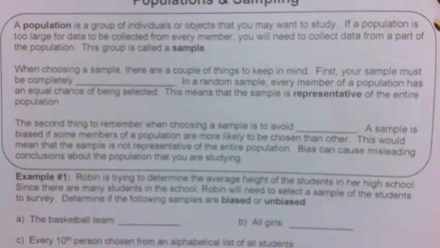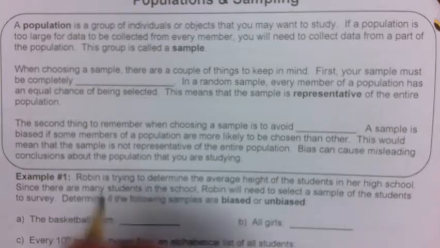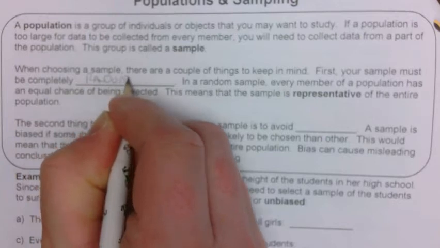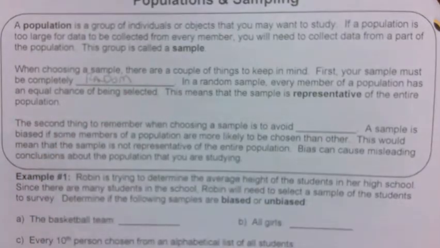This smaller group is called a sample. When choosing a sample, there are a couple of things to keep in mind. First, your sample must be completely random. In a random sample, every member of the population has an equal chance of being selected. This means that the sample is representative of the entire population.